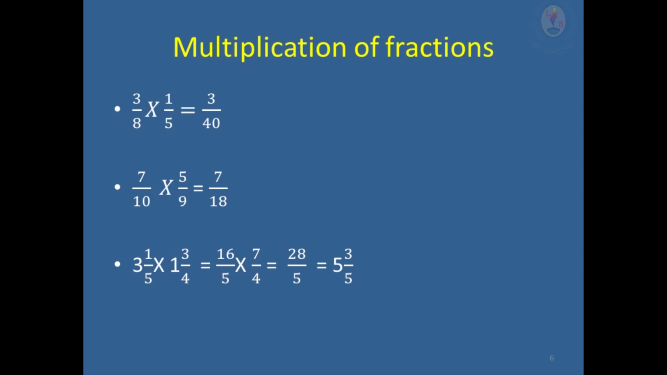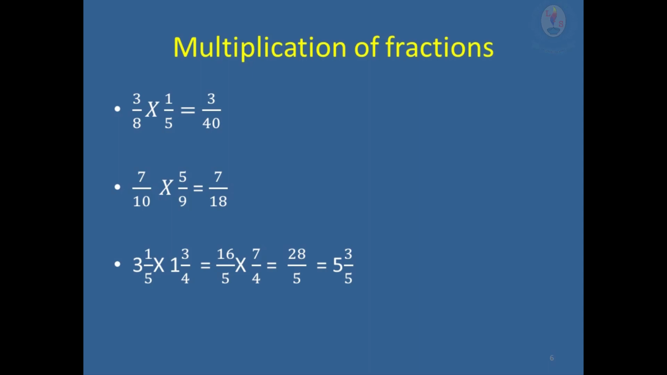Now we can simplify this. We can cancel out 4 and 16 by 4. 16 divided by 4, we are getting 4. 4 divided by 4, we are getting 1. So 4 times 7, we are getting 28. 5 times 1, 5. 28 over 5. Now we can see this is an improper fraction. We have to write the final answer as a mixed number. So how can we simplify this?